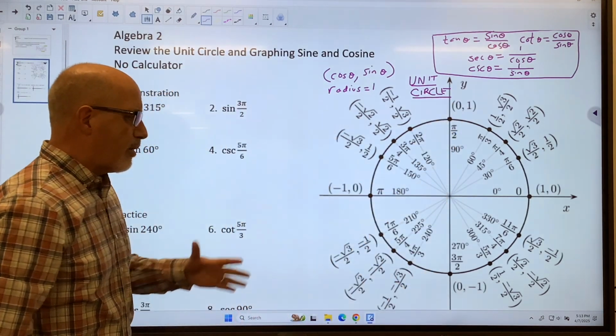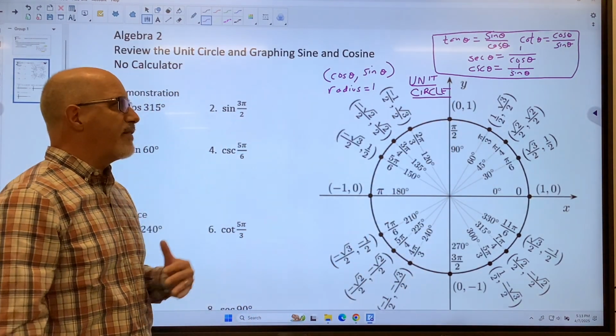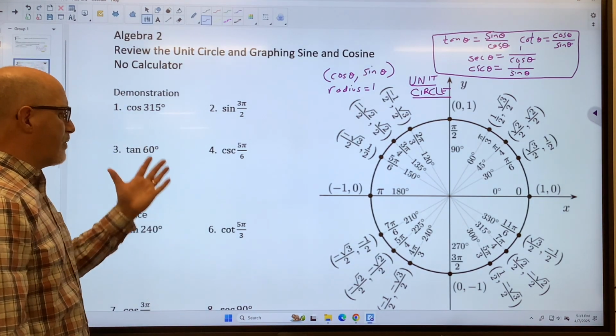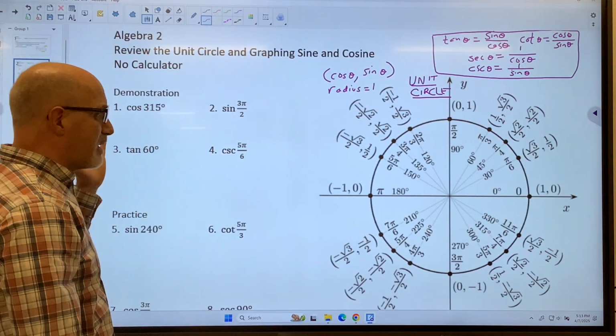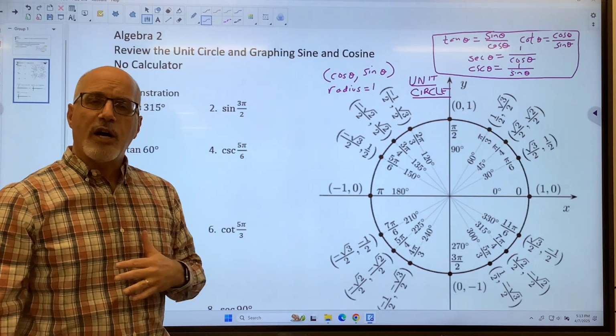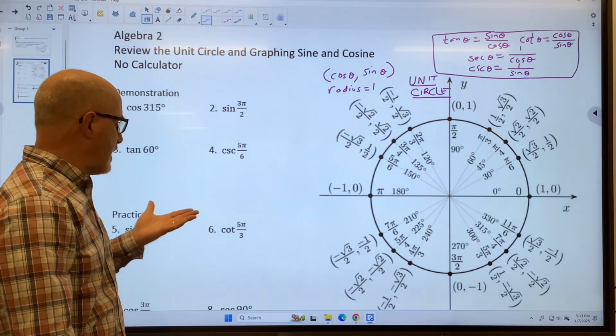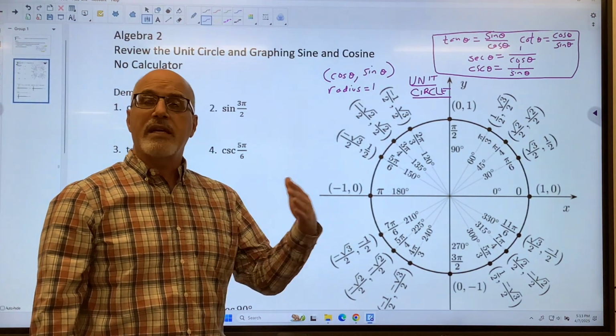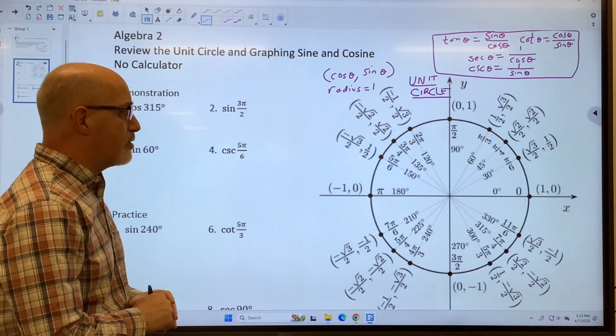All right, now, given this unit circle, we want to find different values. So we're going to look for these values. What I'm going to do is demonstrate these, and then it'd be good if you pause the video when you get to the practice part, try them, and then I'll show you what the solutions are.